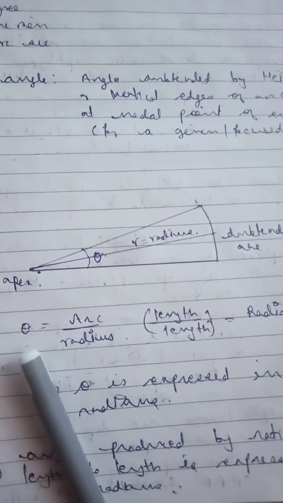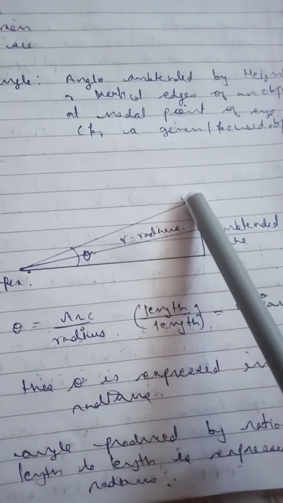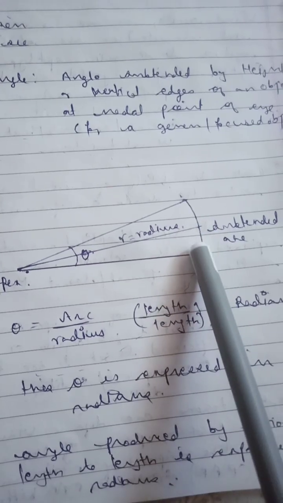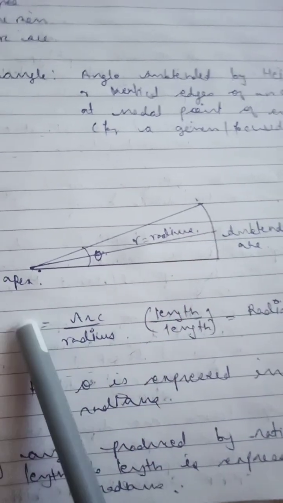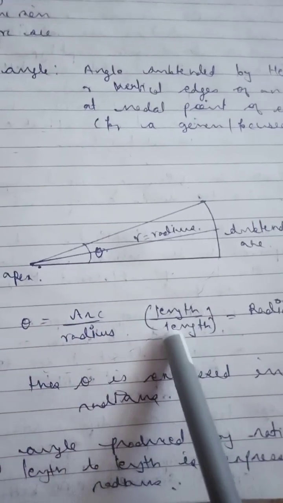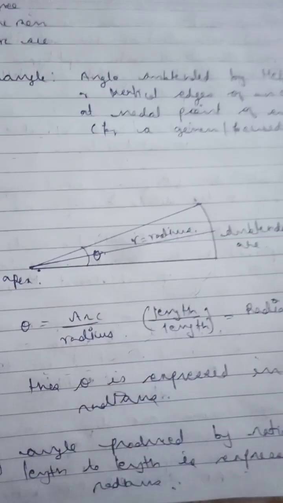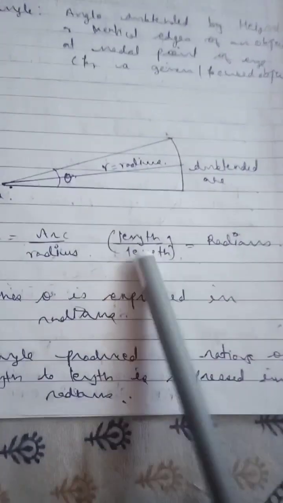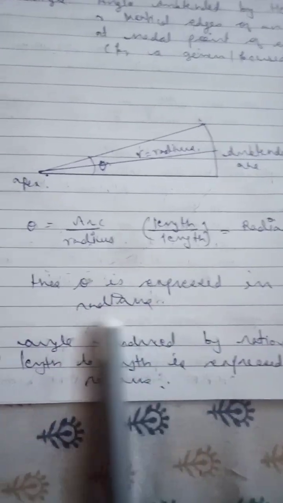But for very small angles, or a very small part of the circumference of a circle, we can use directly length upon length, that is subtended arc upon this radius. So length upon length is radians. So theta is expressed in radians here.